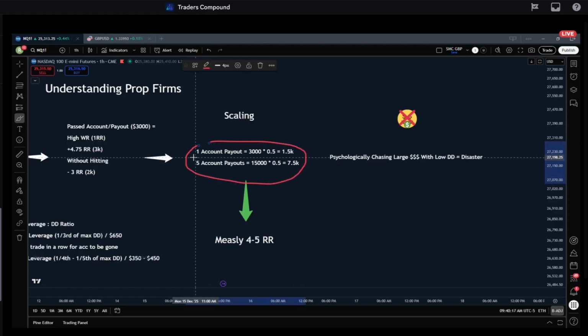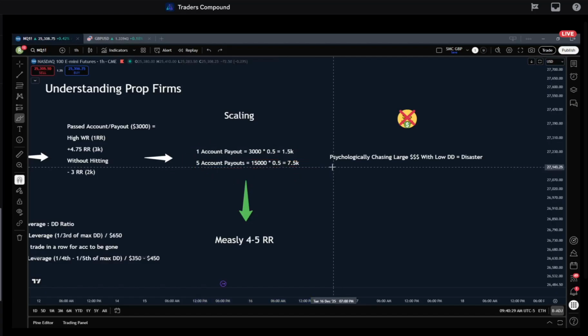Look at the comparison between trading one funded account payout versus trading five. It's literally a 5x for the same exact trading that you're doing. Same exact executions get copied over to other accounts. Your 1.5K has turned into 7.5 grand.